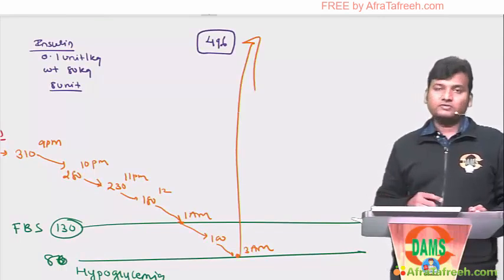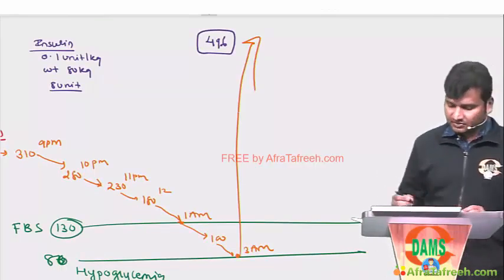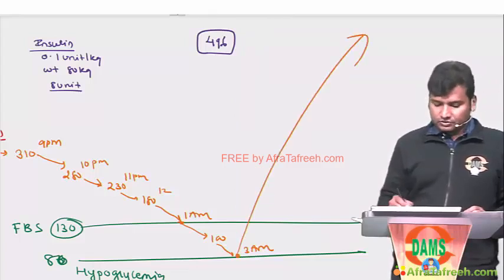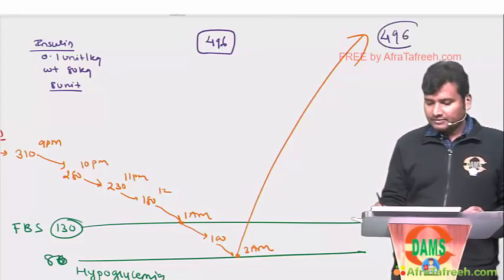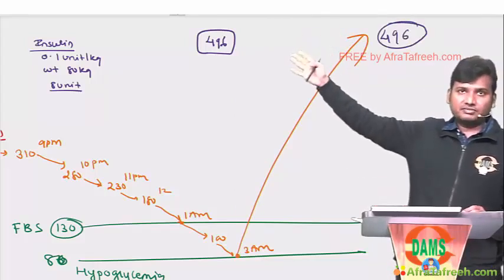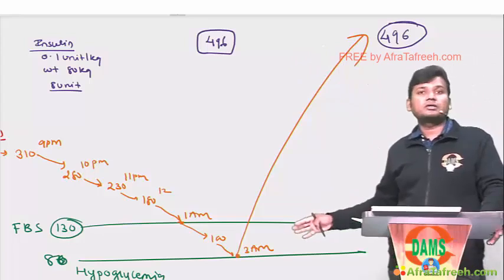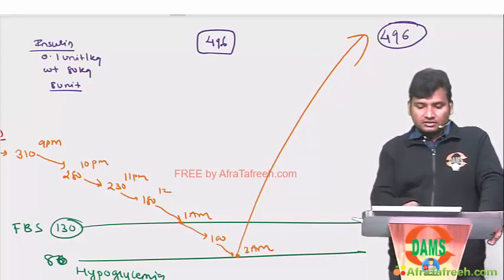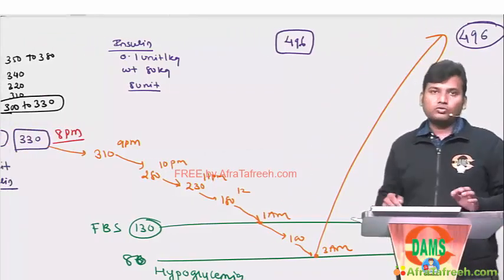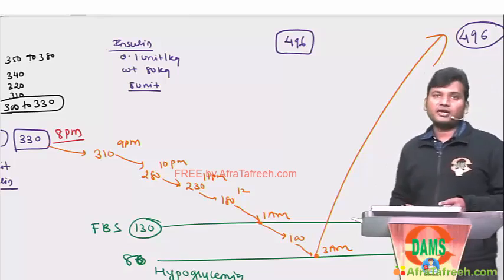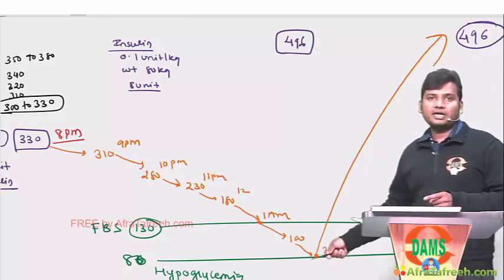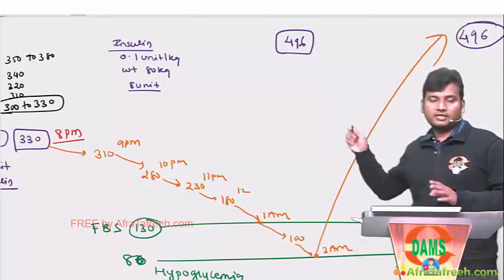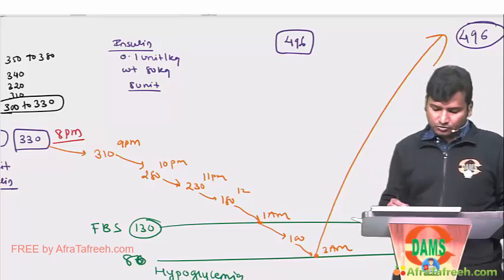And it will reach 496. It will reach suddenly, it will go above 400. So in this patient, you will get morning hyperglycemia because of counter-regulatory mechanisms to avoid hypoglycemia. Okay, this phenomenon is called the Somogyi effect. In Somogyi effect, the patient develops hypoglycemia followed by hyperglycemia.